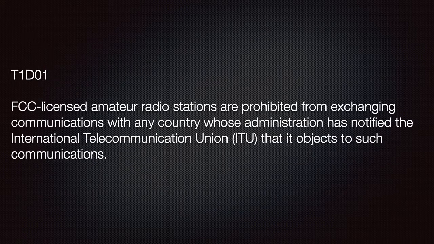First thing we need to learn in Lesson 1, Part 4: FCC licensed amateur radio stations are prohibited from exchanging communications with any country whose administration has notified the International Telecommunications Union, or ITU, that it objects to such communications. I'm unaware of any such country objecting, but you always have to be aware that that is possible.